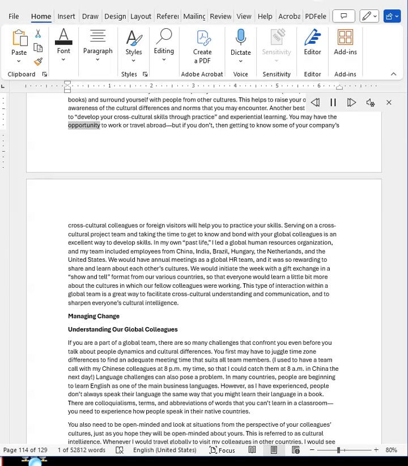You may have the opportunity to work or travel abroad, but if you don't, then getting to know some of your company's cross-cultural colleagues or foreign visitors will help you to practice your skills. Serving on a cross-cultural project team and taking the time to get to know and bond with your global colleagues is an excellent way to develop skills.